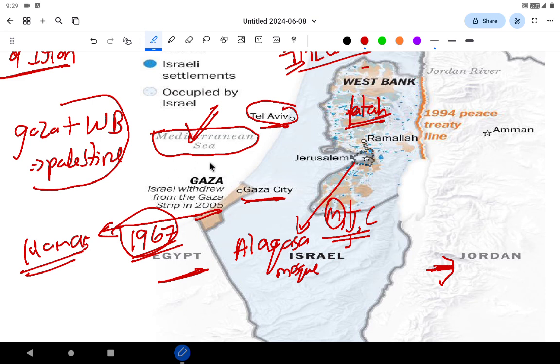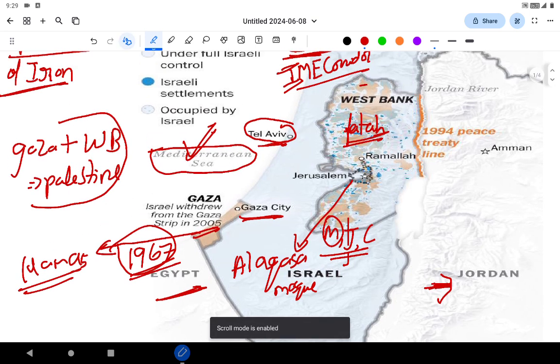The city of Gaza and the West Bank are together called the Palestine. Gaza was conquered by Israel in 1967 in the Six-Day War, but it withdrew itself from Gaza in 2005. Israel borders Egypt, Jordan, Syria and Lebanon, and the Mediterranean Sea on the west.